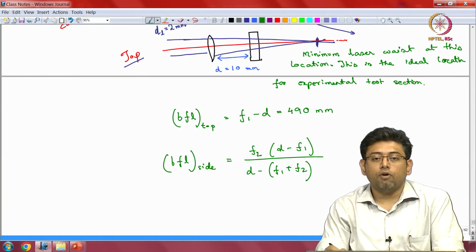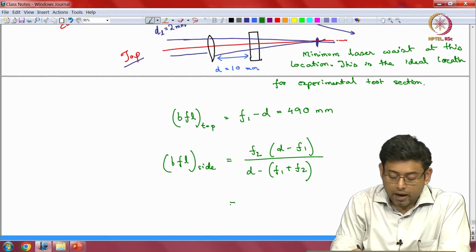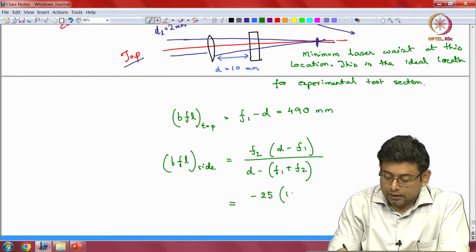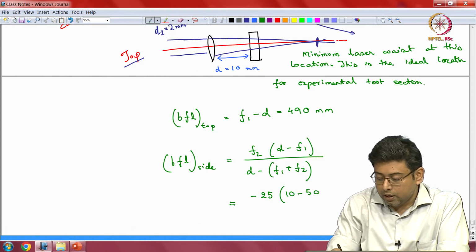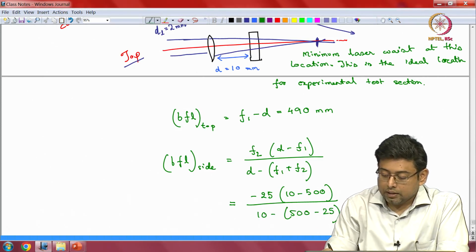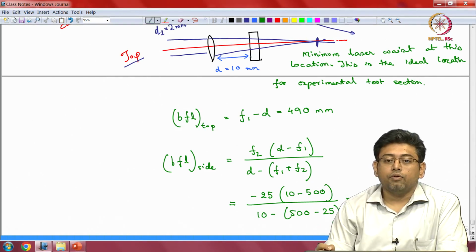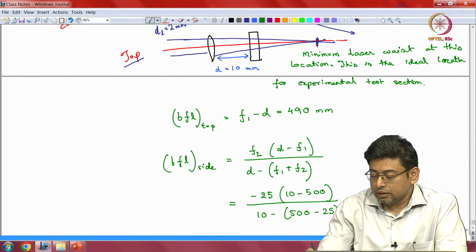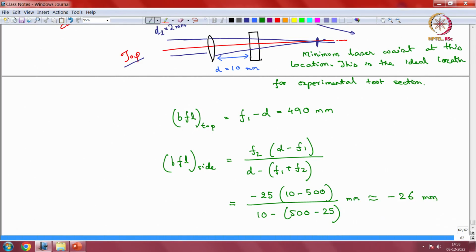And the values have already been provided to us. So, let us just go ahead and use those values. f2 is minus 25 and this is 10 minus 500 and this is again 10 minus 500 minus 25, okay, and this is in mm. And if you calculate, this comes out to be approximately minus 26 mm. You can double check my calculations, please do so.